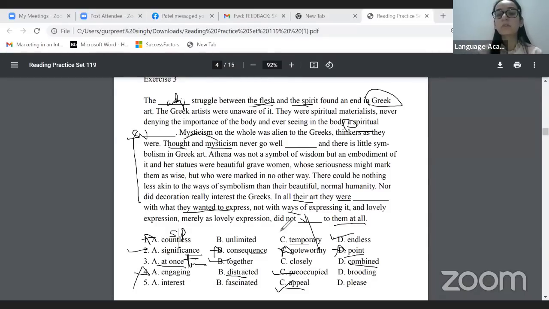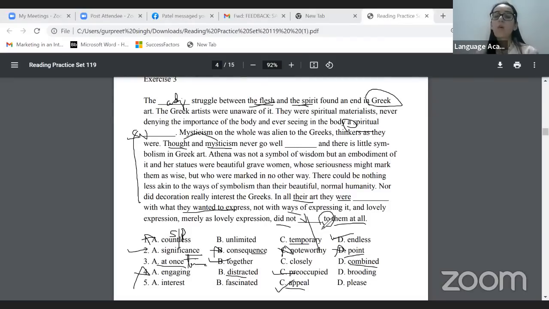So looking at the word written before the blank plus the word written after the blank when you're selecting your verb is very, very important. So these are the answers. The endless struggle found an end in Greek art. The second one, a spiritual dash. A comes with a singular noun and it should be in the body. We don't have a spiritual point in the body. Consequence is a negative word. We'll go with significance, means spiritual importance in the body. Two things don't go well together because it's not something we can understand what they are saying.